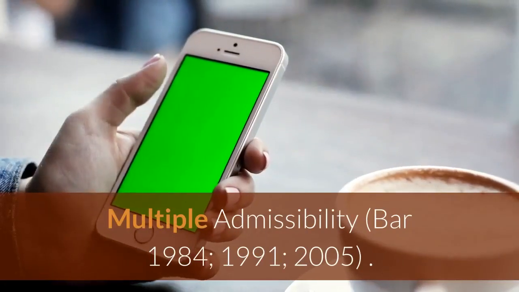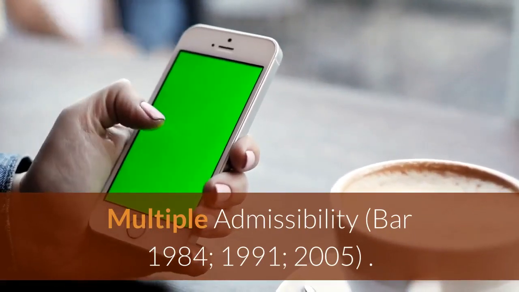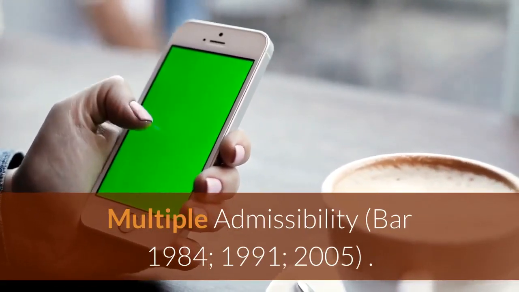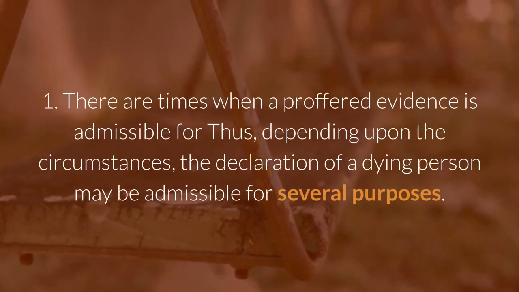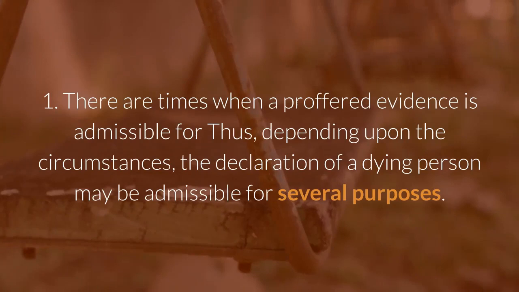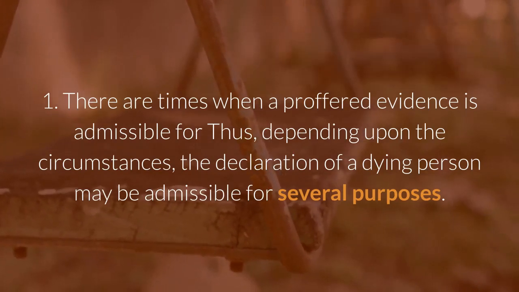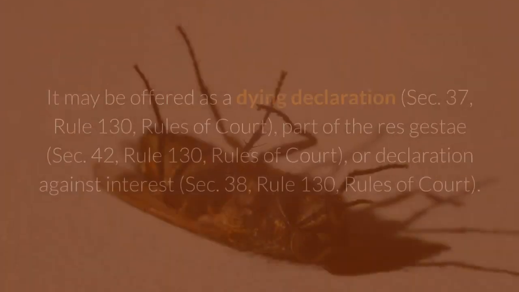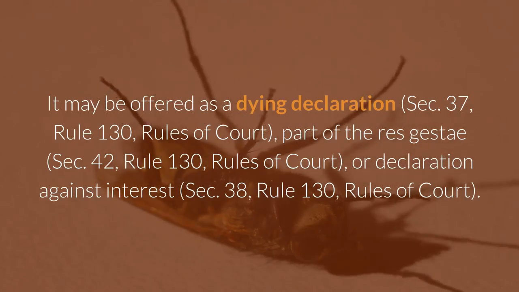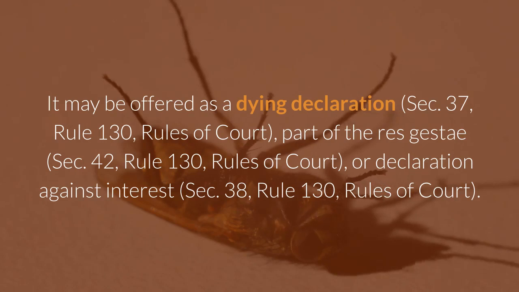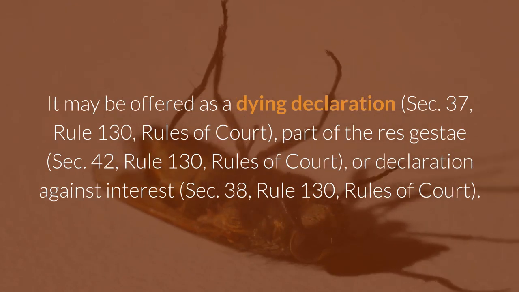Multiple admissibility, Bar 1984, 1991, 2005. 1. There are times when a proffered evidence is admissible for several purposes. Thus, depending upon the circumstances, the declaration of a dying person may be admissible for several purposes. It may be offered as a dying declaration, Sec. 37, Rule 130, Rules of Court, part of the res gestae, Sec. 42, Rule 130, Rules of Court, or declaration against interest, Sec. 38, Rule 130, Rules of Court.